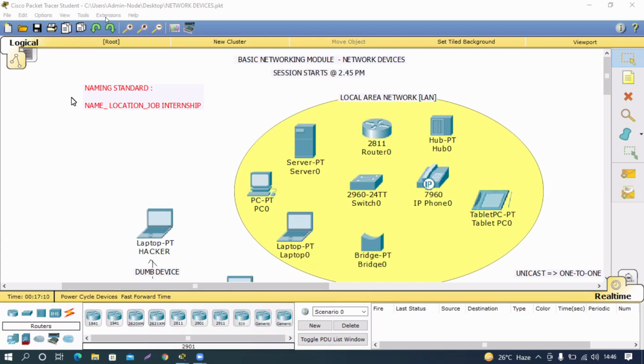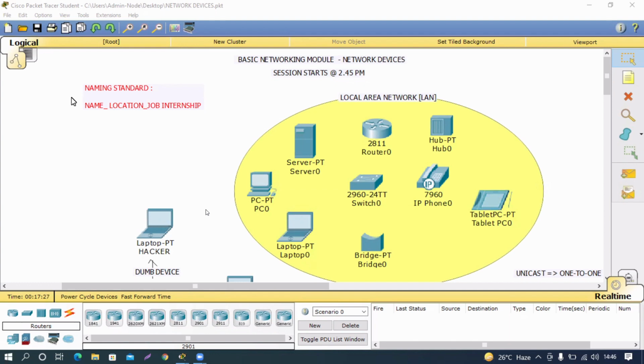Session layer. Then transport layer, then network layer, data link layer, and then physical layer.